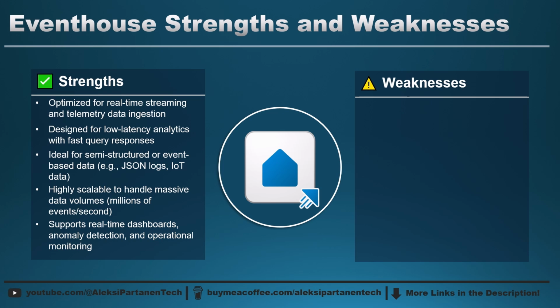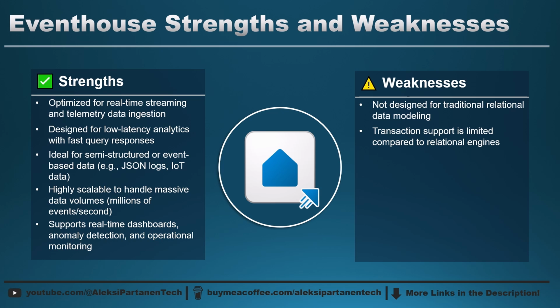Now let's talk about the weaknesses of Eventhouse. Eventhouse is not designed for traditional relational modeling. It is not optimized for classic star or snowflake schema models, like for example the warehouse that we covered in the previous episodes. Also, transaction support is limited compared to relational engines like SQL databases. You will not get strong ACID guarantees like you would in a relational database, and this is not the data store for that kind of use.